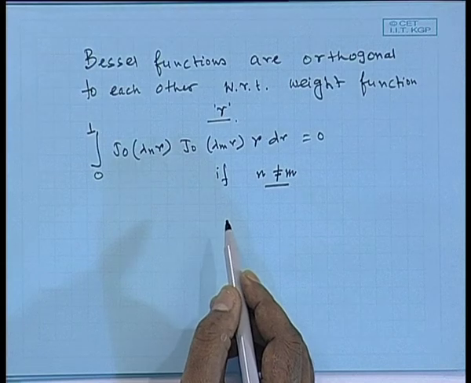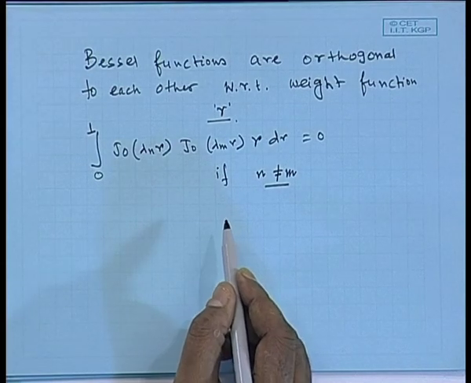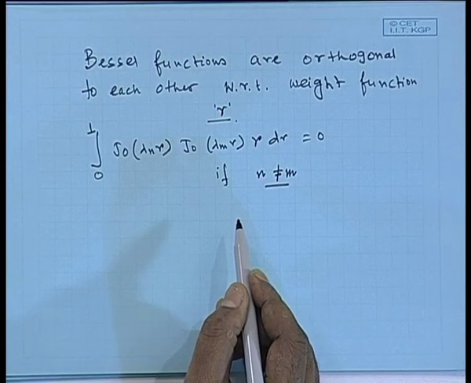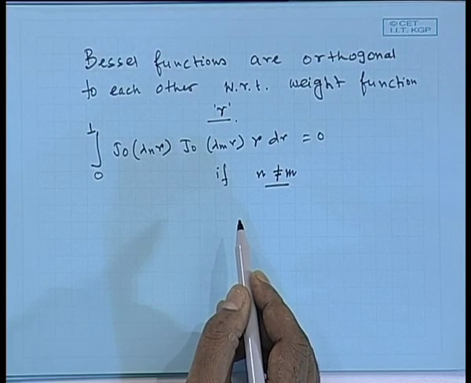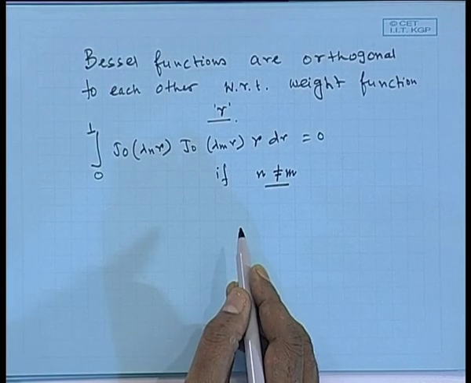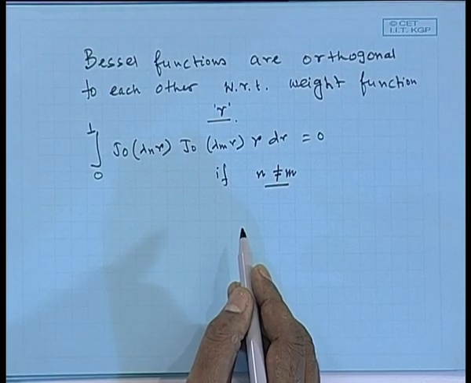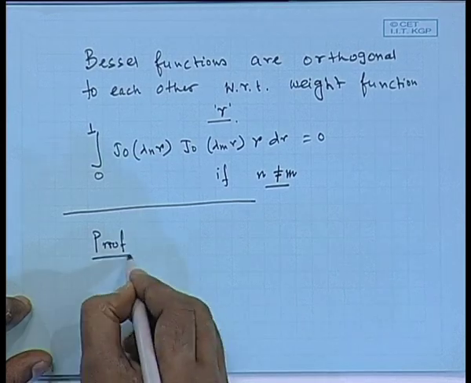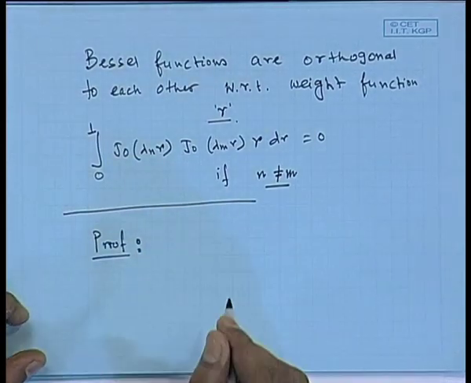Now, if you remember, sine functions and cosine functions are orthogonal to each other with respect to weight function 1. In this case, in the cylindrical polar coordinate, the Bessel functions are orthogonal to each other with respect to weight function r. This is very simple, you can prove this point. It is very easy.